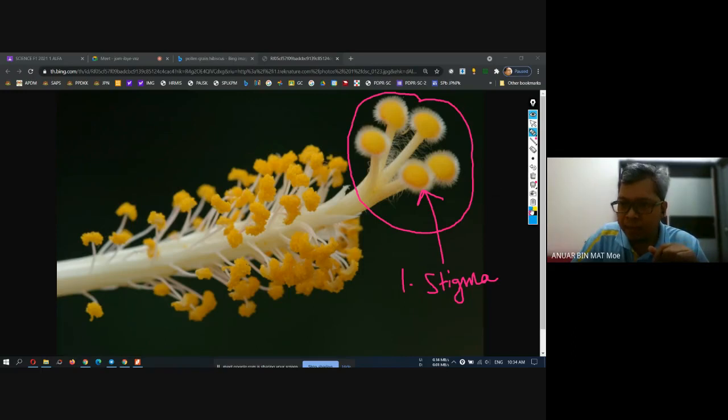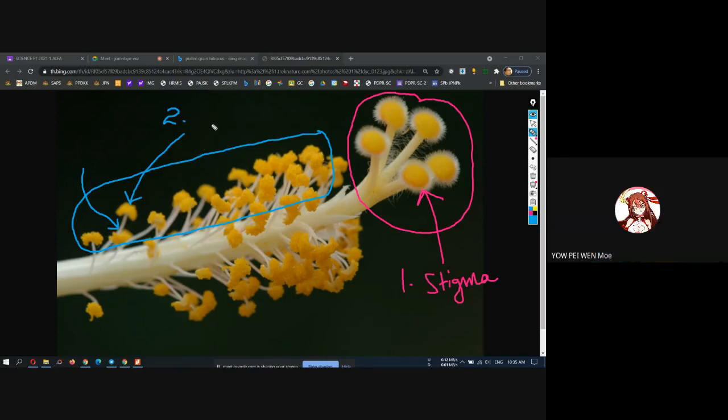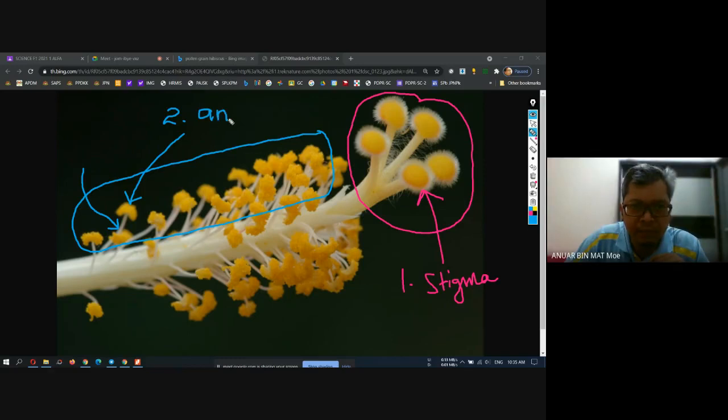Another part. I just use the blue pen over here. I will choose this part only. So we have two parts here, one over here and one over here. Number two, what part is this? Anther. This is anther. Very good. And then number three? Filament. This is filament.